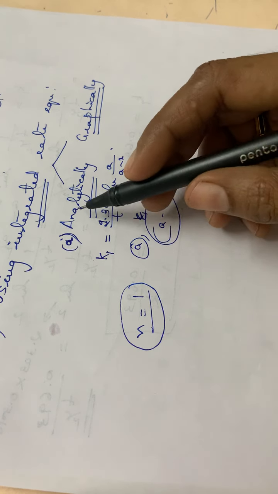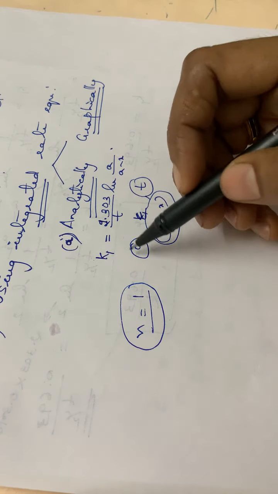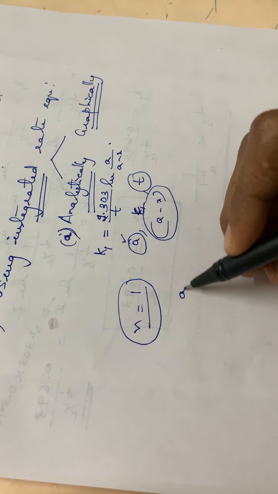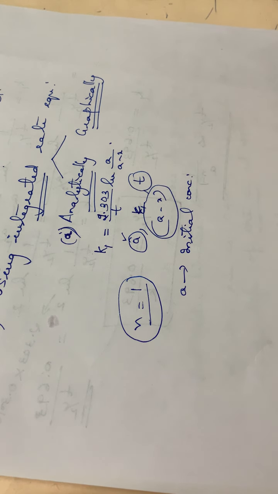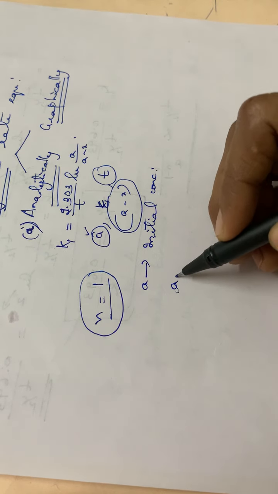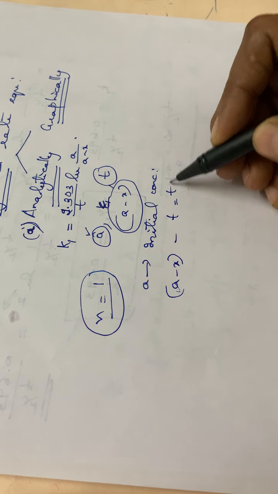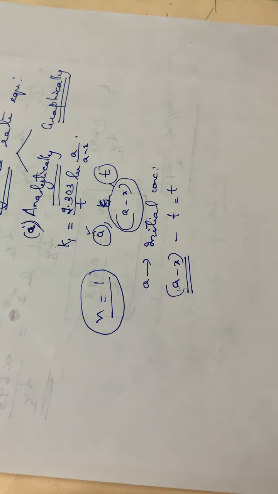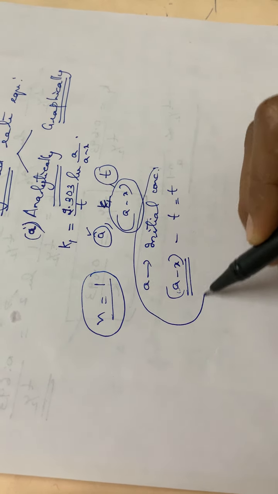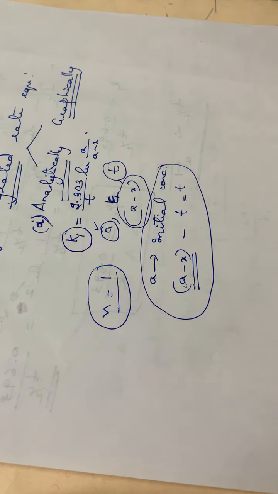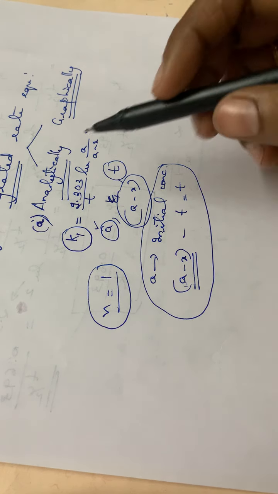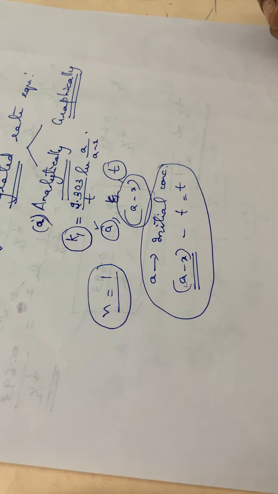Using this analytical method, you have to know the value of a. What is a? a is the initial concentration, the concentration of the reactants at the start of the reaction. Then a minus x means when time is equal to t, the concentration becomes a minus x. Then t means the time taken. So by knowing all these values, we can calculate the order of the reaction. If we are getting a constant value for k1, that gives the order of the reaction. Please go through that problem, then it will be clear.